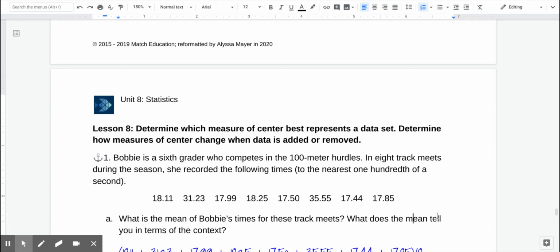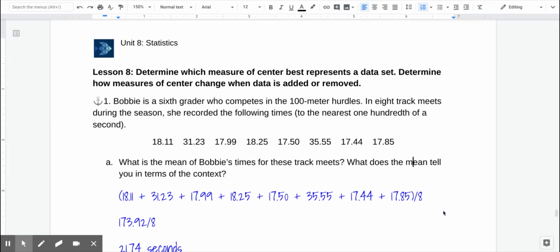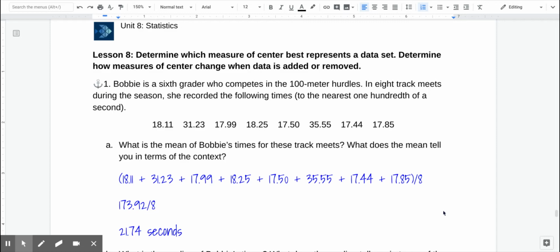So my first task is, what is the mean of Bobby's times for the track meets, and what does it tell you in terms of the context? Here is how I calculated the mean. I added up all the numbers in the data set, and I divided by the number in the data set, which is 8. And I got that it's 21 and 74 hundredths seconds.